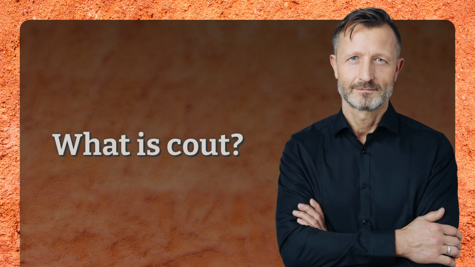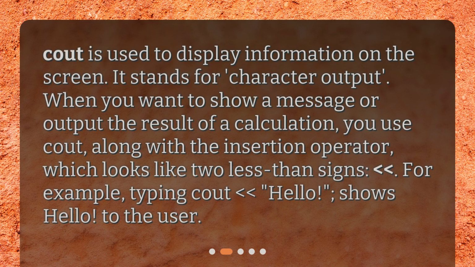What is cout? Cout is used to display information on the screen. It stands for character output. When you want to show a message or output the result of a calculation, you use cout along with the insertion operator, which looks like two less than signs. For example, typing cout << "Hello" shows Hello to the user.